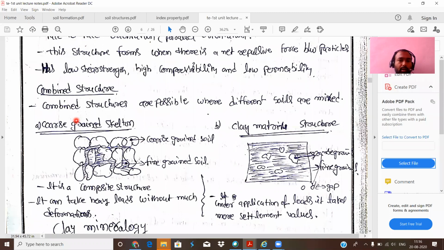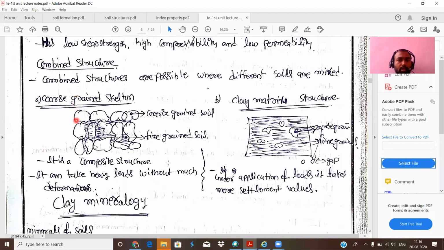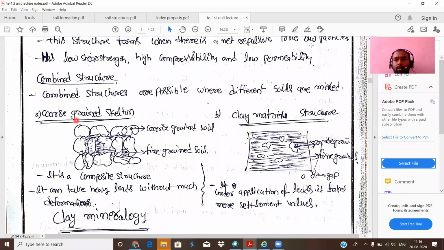Whichever content is more: if the coarse grained content is more, then it is known as coarse grained skeleton. If the clay content is more, then it is known as clay matrix structure. So that is our topic today.